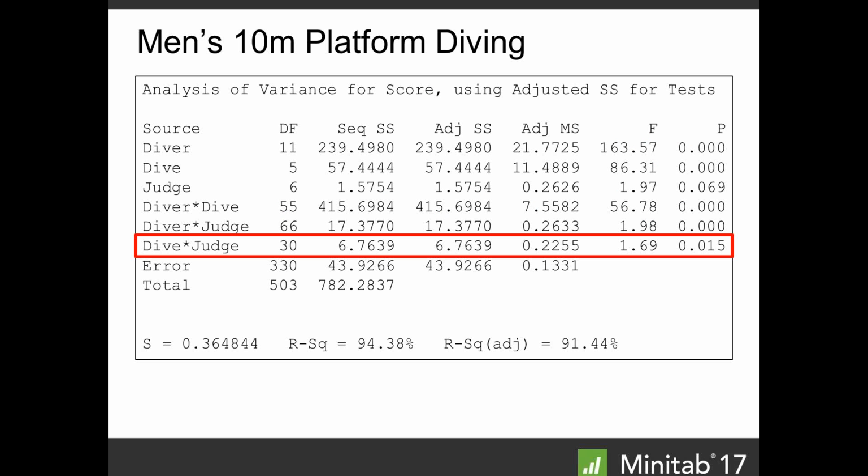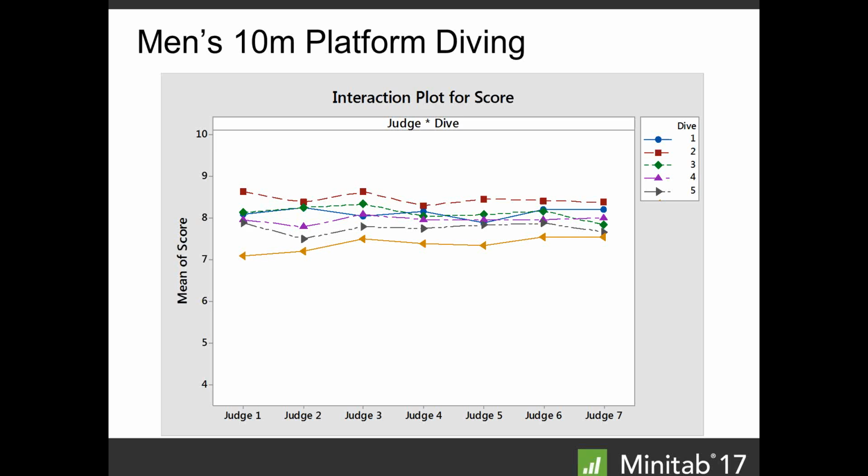Then the last one is dive judge. This is a little surprising, but again, there's plausible explanations for this going in, so we keep it in the model, and sure enough, it turns out significant. And when we look again, although these clearly aren't parallel, they're also not all over the graph either.